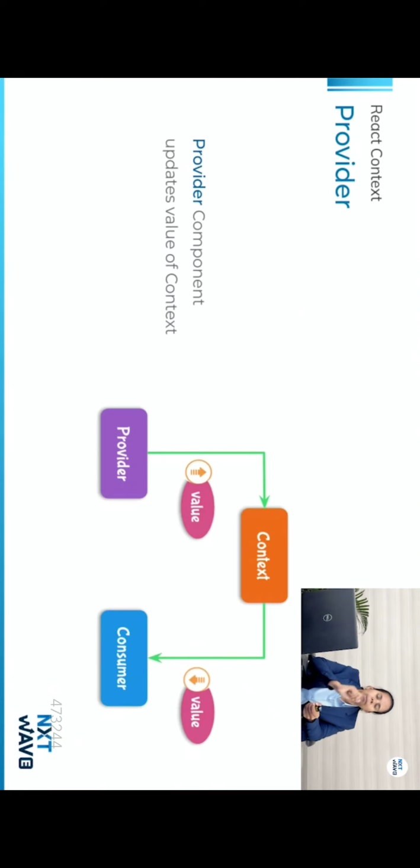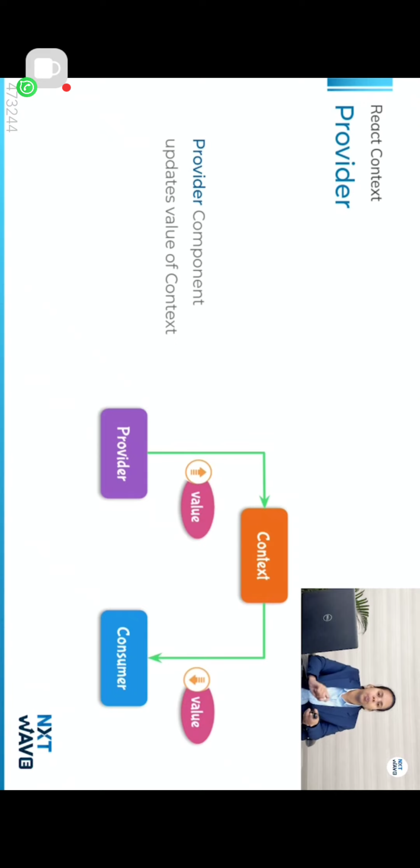For that, we have the provider component. The provider component is used to update the context value. This provider component will update the context value, and then automatically the consumer components will get re-rendered with the new updated value. So the provider will update the value of the context, and once it has been updated, the consumers will get re-rendered. Wherever we are accessing this context value will get re-rendered with the updated value.